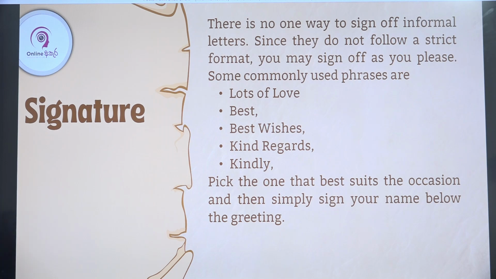There is no one way to sign off an informal letter. Since they do not follow a strict format, you may sign off as you please. Some commonly used phrases are lots of love, best wishes, kind regards, kindly. Pick the one that best suits the occasion and then simply sign your name below the greeting. So based on the person that you are writing to, once again, you can select the ending part as well.